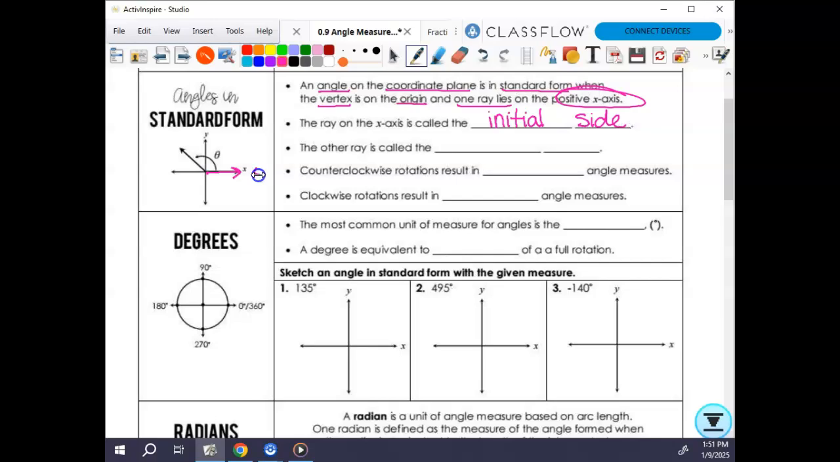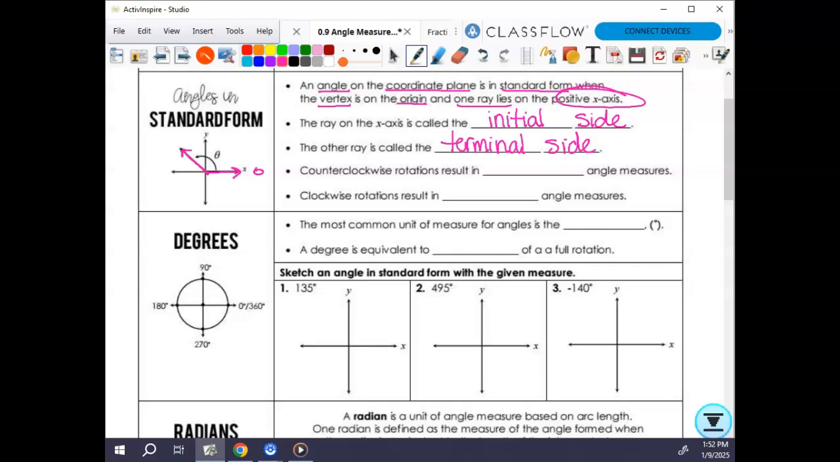So when we start here, we're starting at 0 degrees. And then, if it's closed, then it opens up. And this is where this one stops. The other ray is called the terminal side, because that's where it terminates. Okay, so you have an initial side and a terminal side.